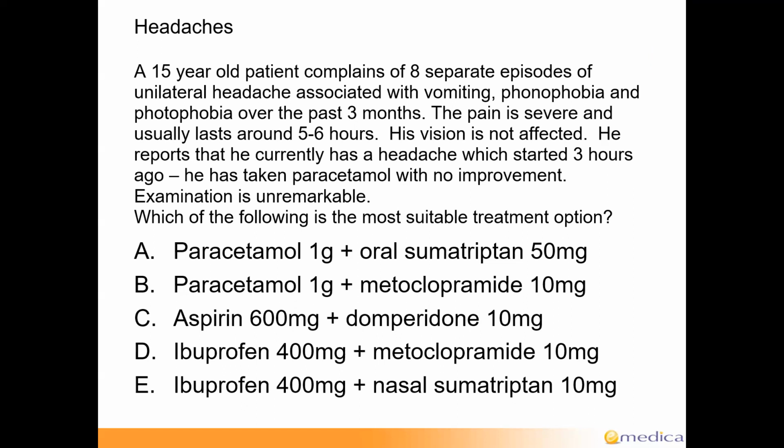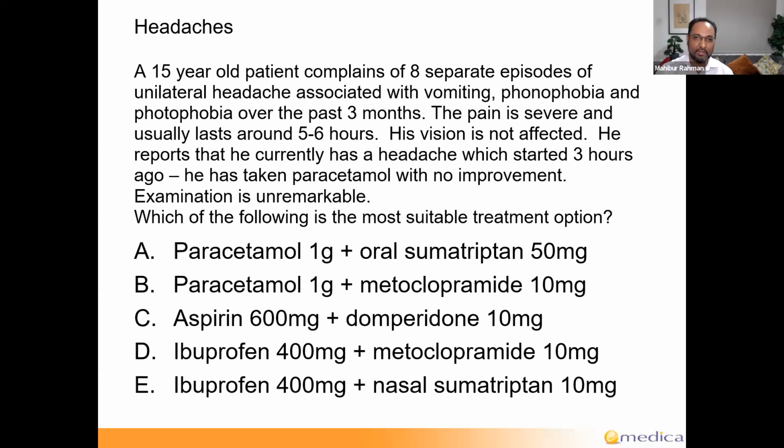Diagnosis is migraine, sir. Okay, yes, great. Diagnosis is migraine, right? Look, it's unilateral, vomiting, photophobia. They've had different episodes over a period of 3 months, usually last hours, okay? So right now, he's presenting with an acute episode of migraine. It started 3 hours ago. He's had some paracetamol. You can just buy that from any shop, okay? Any pharmacy. So he's got some paracetamol, but it's not helped. So what's the most suitable treatment?